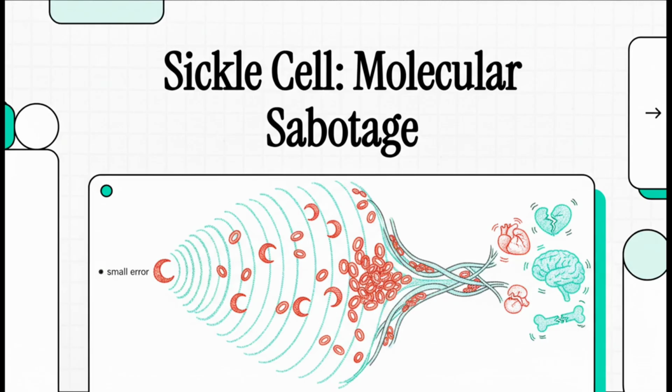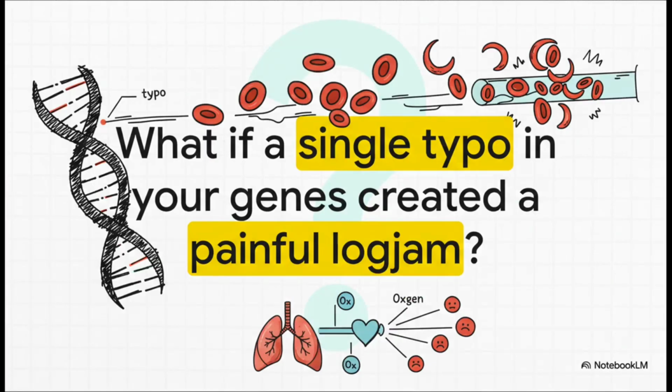Today, we're diving deep into sickle cell disease. We're going to unpack how a single tiny error in the genetic code, think of it as molecular sabotage, can unleash a lifetime of consequences. I mean, think about that for a second. That's not just a dramatic question. It's the fundamental reality for millions of people around the world. It's the story of how one tiny mistake at the molecular level can completely undermine the very cells designed to carry oxygen and life. So, yeah, let's get into it.